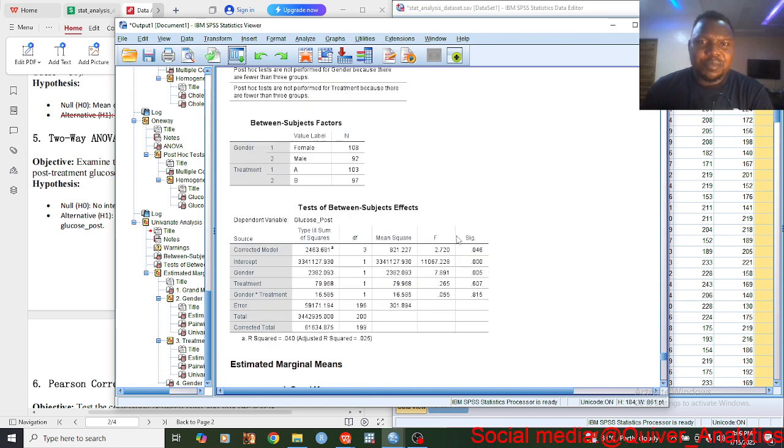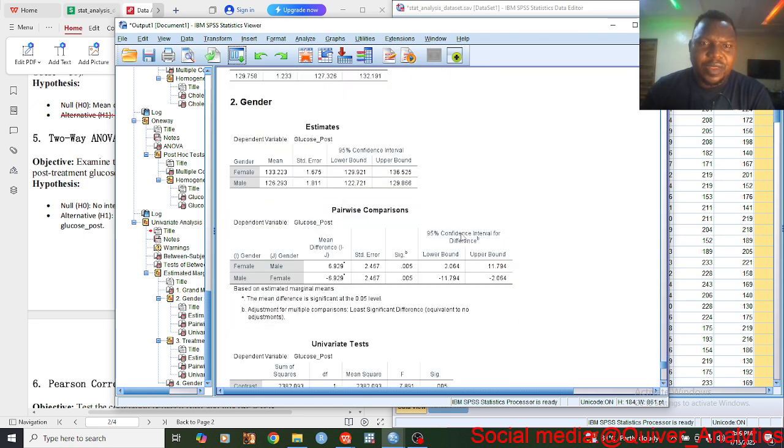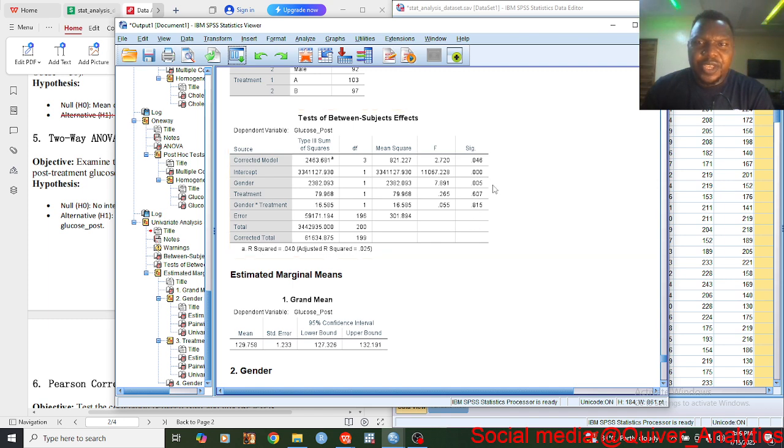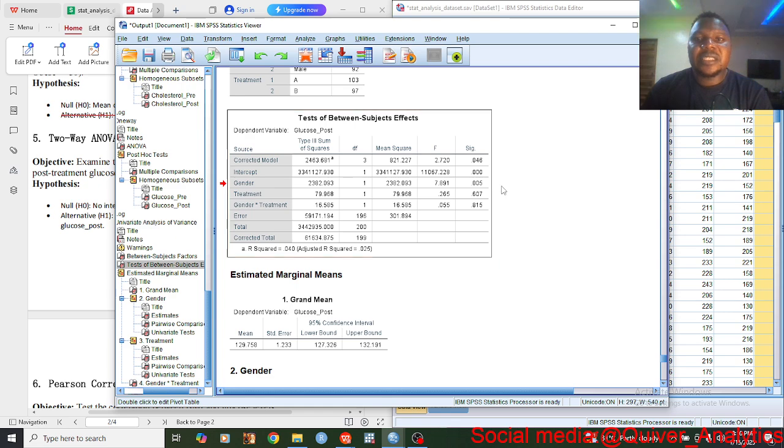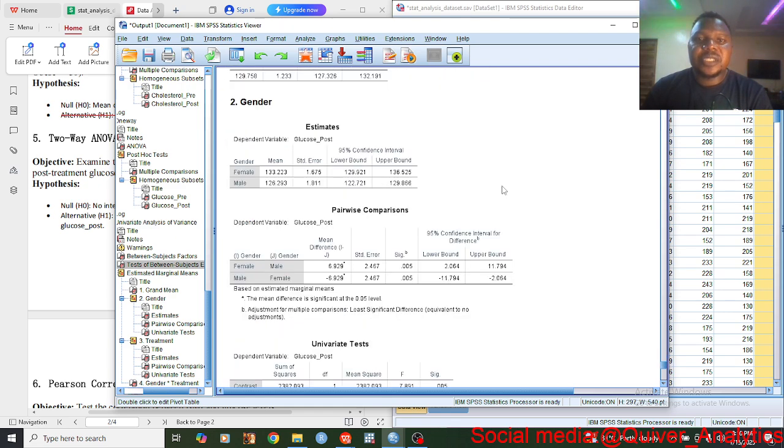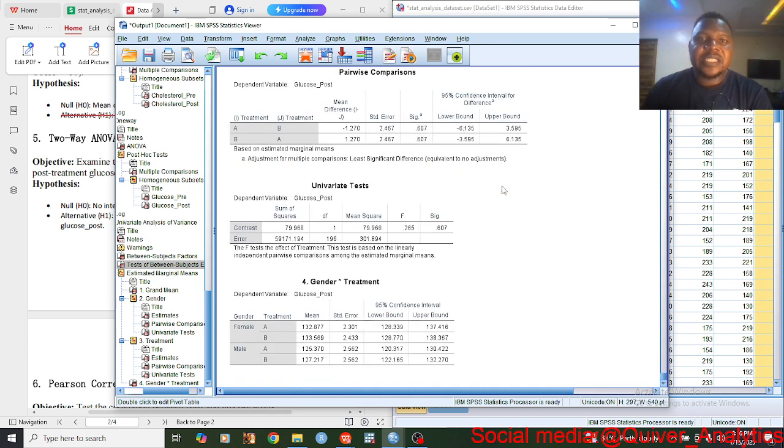Gender has significant effects on the post-treatment glucose level, and treatment does not, and the joint effect of gender and treatment also does not. So gender is a significant factor that is able to affect the post-glucose level.